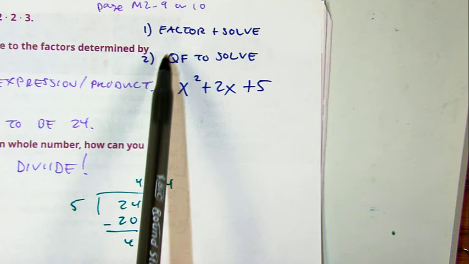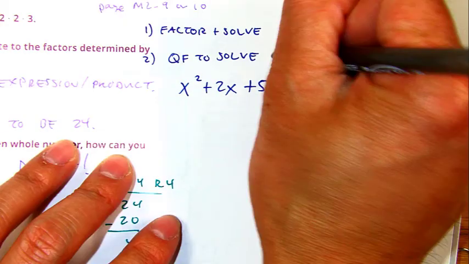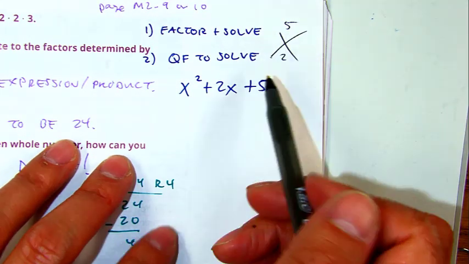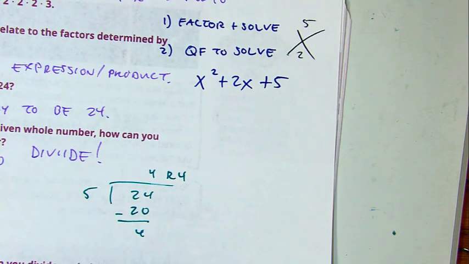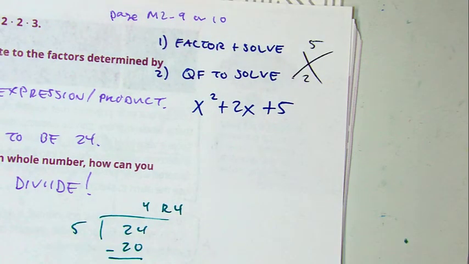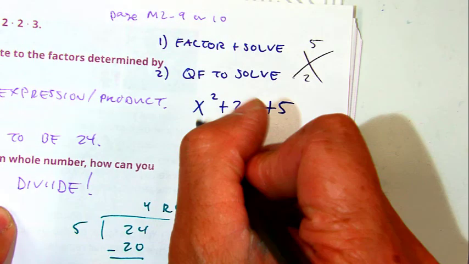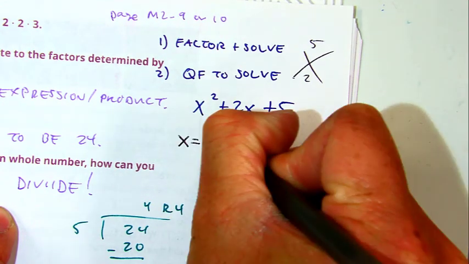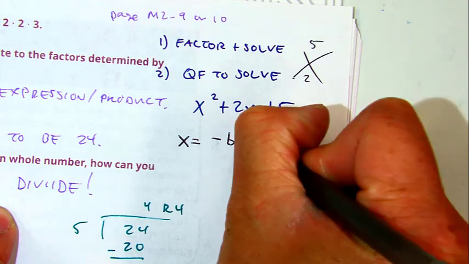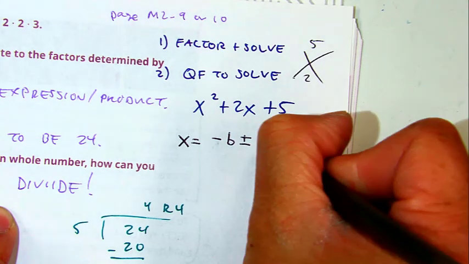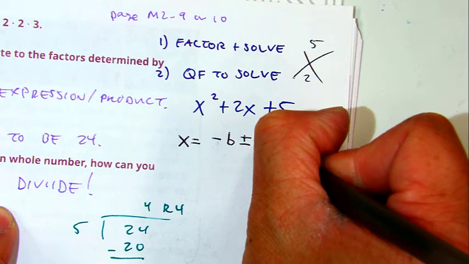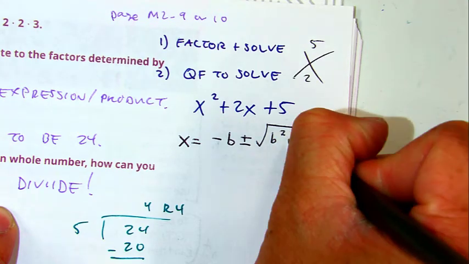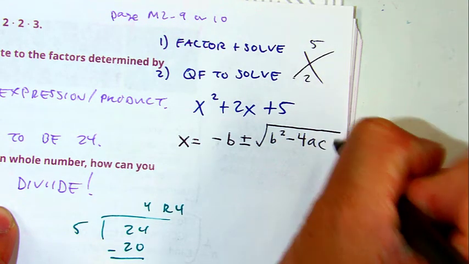Class, can you factor this? A times c is 5, b value is 2, no two numbers multiply to be 5 but add to be 2. So now we have to use the quadratic formula. Leslie L., tell us the quadratic formula. All over.